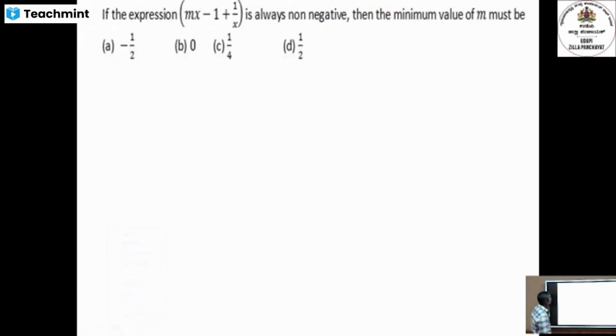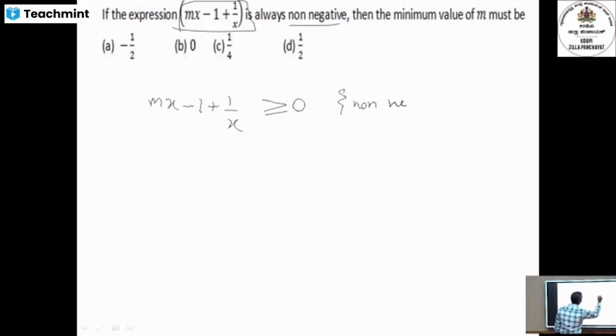When it comes to this problem, you see that the expression mx minus 1 plus 1 by x is always non-negative. What do you mean by non-negative? It is greater than or equal to 0. Non-negative. Okay. What is the minimum value of m? So you have to get the minimum value of m.